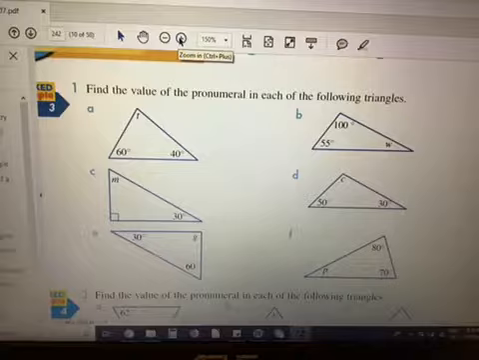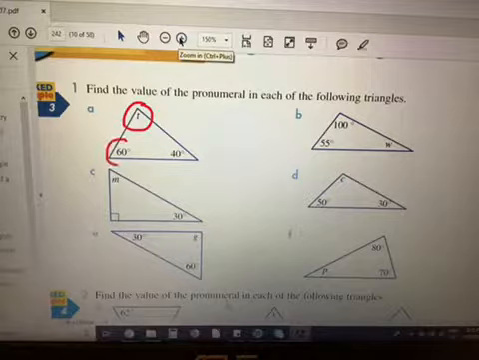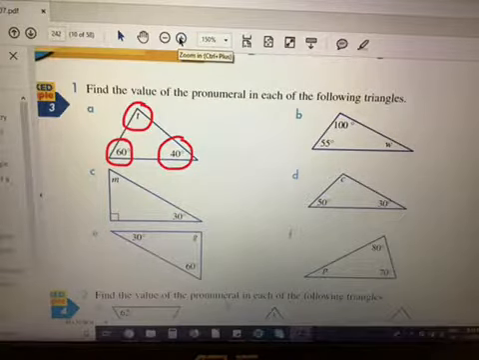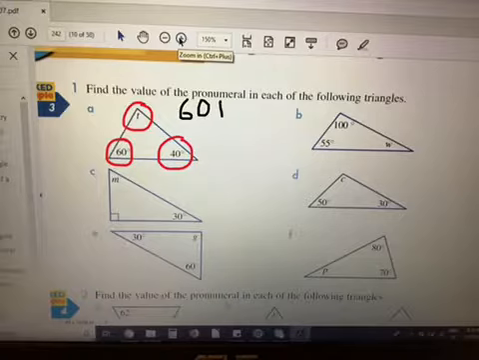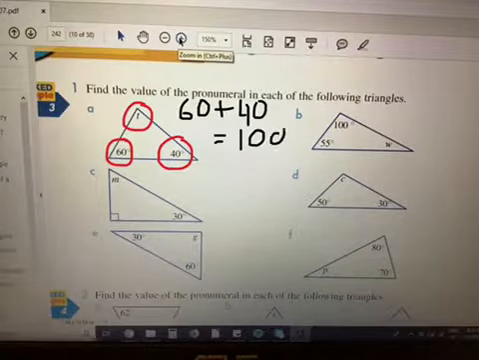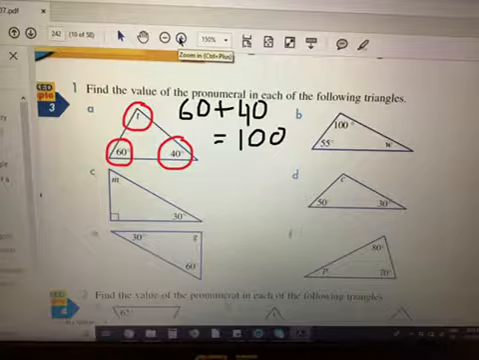So we know that the angles inside a triangle equal 180 degrees. So every single angle that we have here has to add up to 180 degrees. So let's look at some working out. First of all, I need to add the angles that I do have. So I have 60 plus 40, which gives me 100. So the total of the angles that I have is 100.